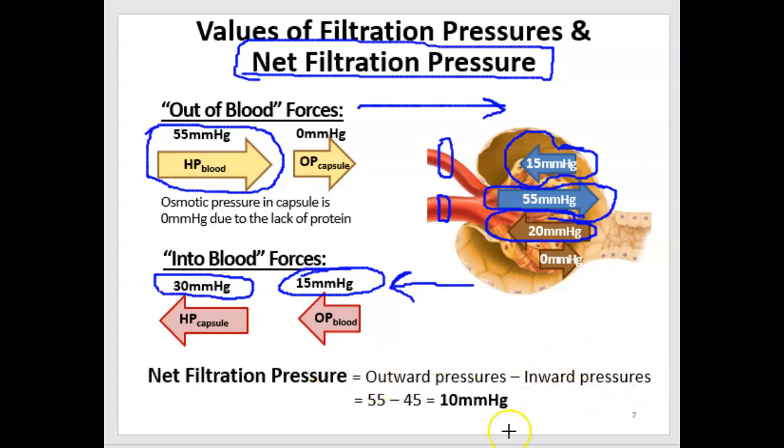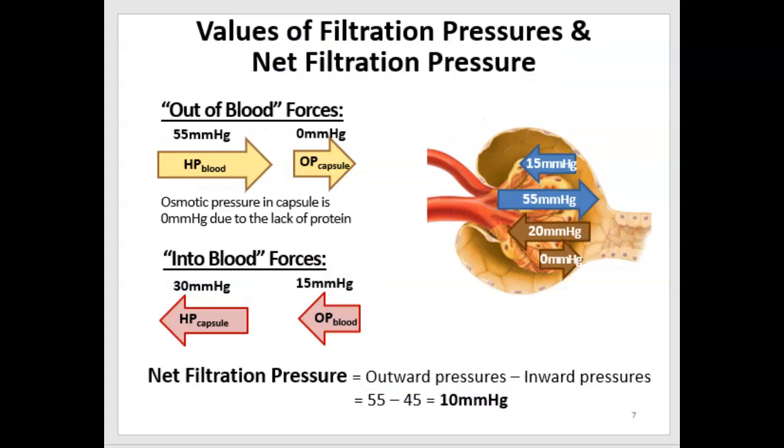So what we get are the outward pressures are about 55 millimeters of mercury, but the inward pressures are about 45 millimeters of mercury. And I just want to mention that this arrow should say 30 on there, not 20. So what we have is a net filtration pressure of 10 millimeters of mercury, which doesn't seem like much. But over time, this causes a lot of fluid, and solutes, of course, to leave the bloodstream.